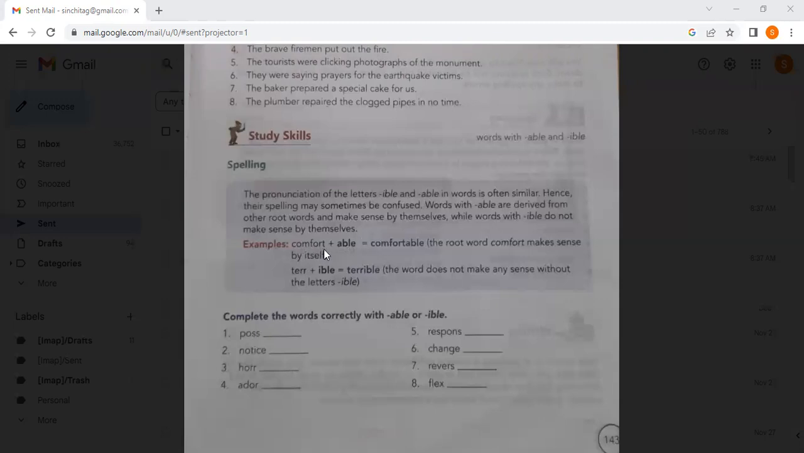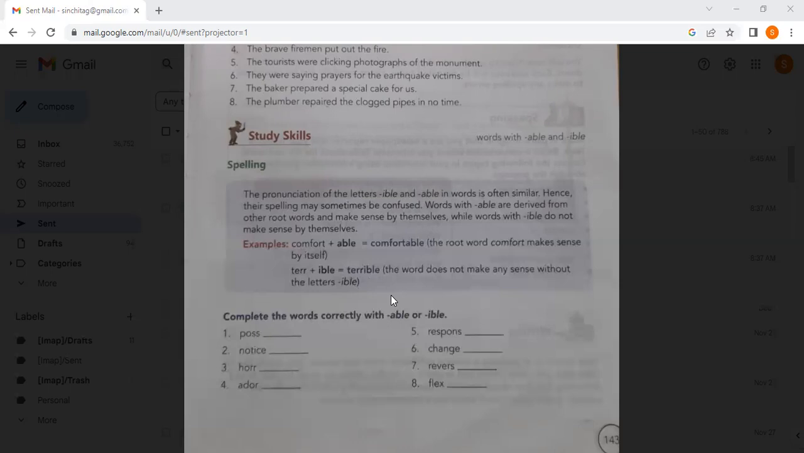Similarly, both the words are having their independent meaning, but in this word, terr and ible, neither of the words can have an independent meaning. Terr does not have a meaning, neither does ible. But together, terrible has a meaning. Is it clear, beta? Yes, ma'am. Okay, very good.